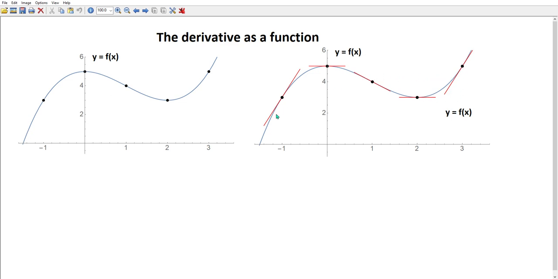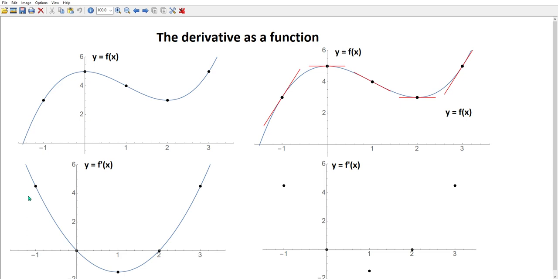So what we do is we calculate these slopes and then we plot them on the graph of y equals f prime. So you'll see here this slope is a little bigger than 4. This slope is 0. This slope is a little bigger than -2. This slope is 0. This slope is a little bigger than 4. And these 5 points lie on the graph of y equals f prime. If we were to do this for every point on y equals f of x, we would get a picture that looks like this for y equals f prime.